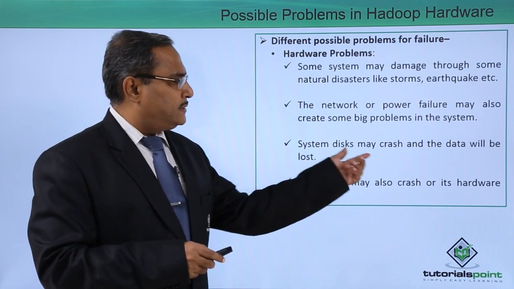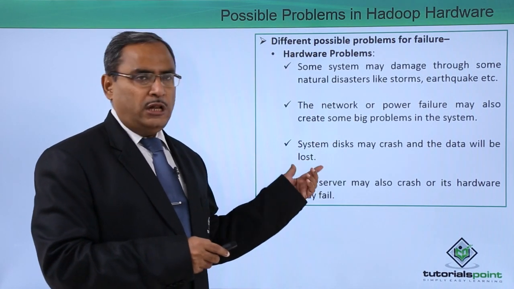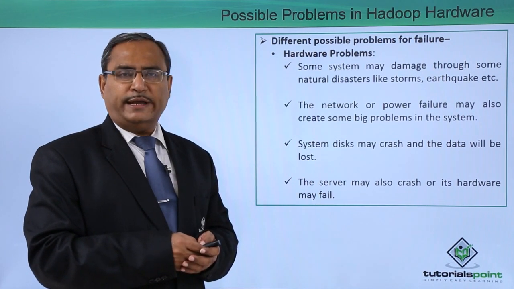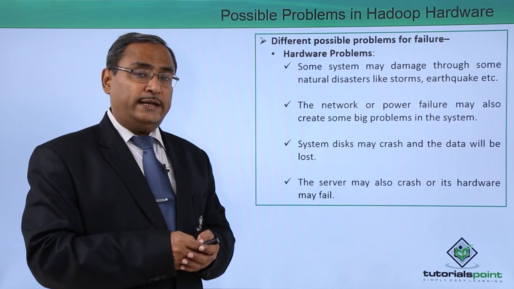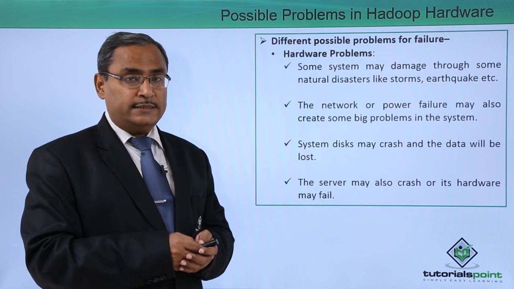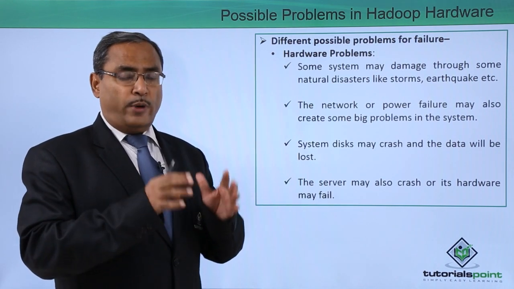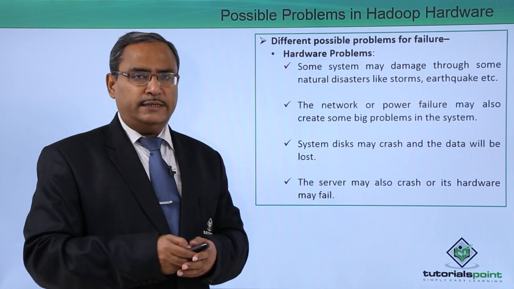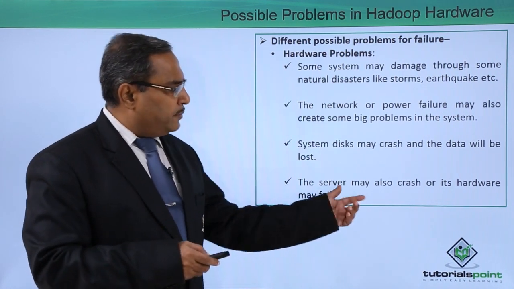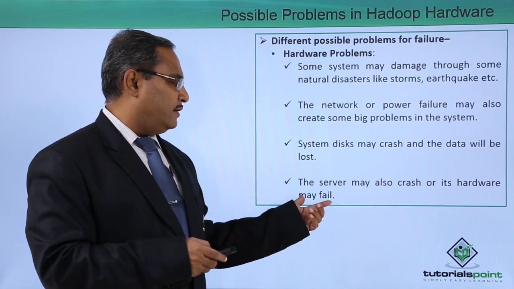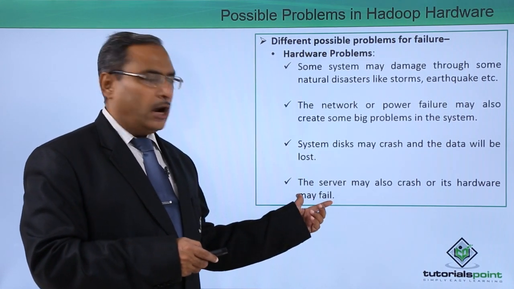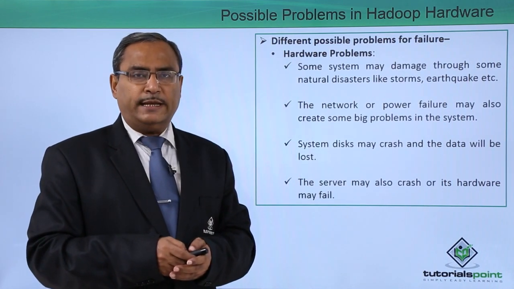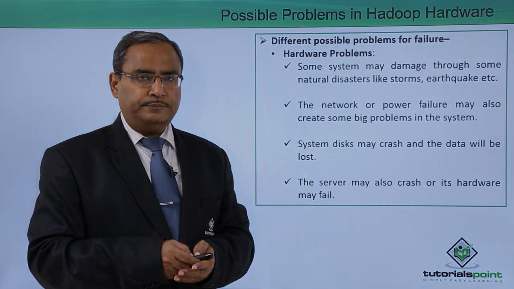Some disks may crash and the data will be lost. A disk can crash at any time because it is an electronic component. In that case the data will be lost if we are not keeping all the data in a replicated way on some other disks. The server may also crash and cause hardware failure. So these are the different problems we might be facing in our Hadoop hardware.